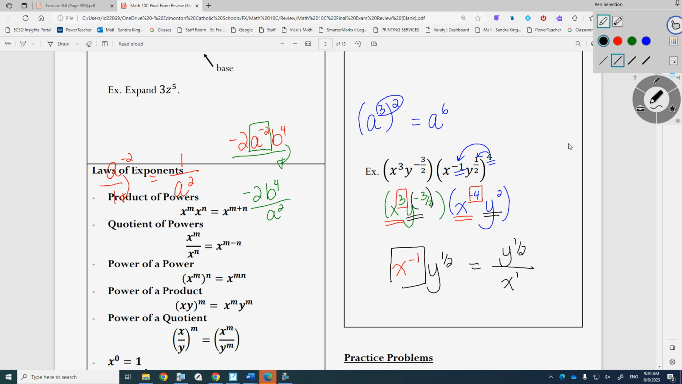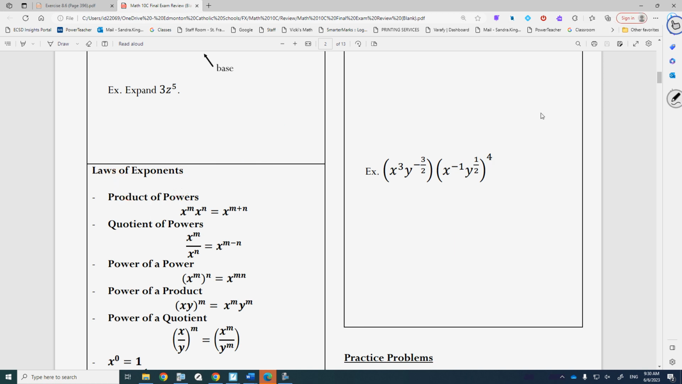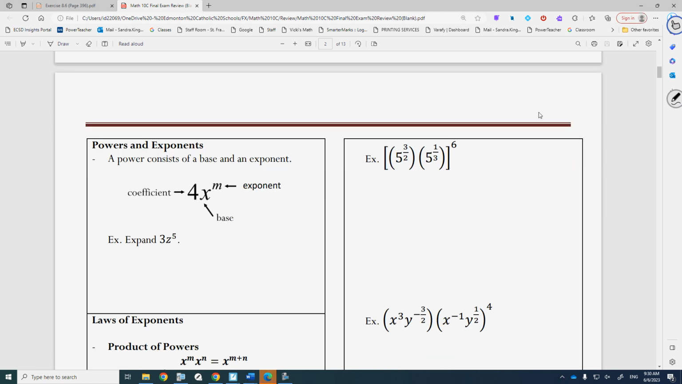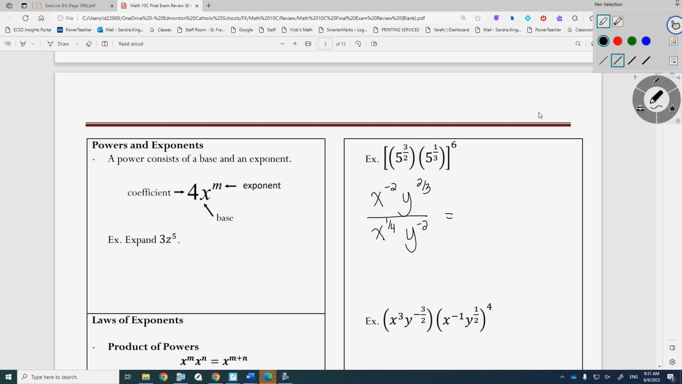Okay, I'm going to give you another one that's going to have division in it. Write this guy down. X to the negative 2, y to the 2/3 over x to the 1/4, y to the negative 2. Okay, this is going to be quotient law. My x's are being divided. What's the law for division? What's quotient law? Subtraction. You subtract the exponents.